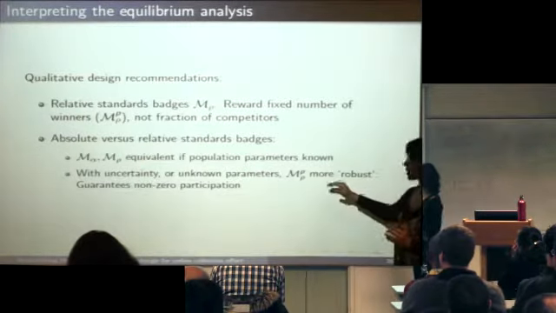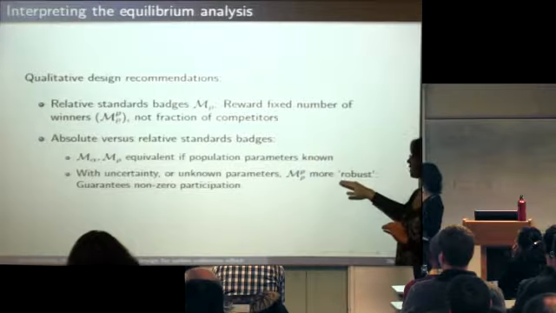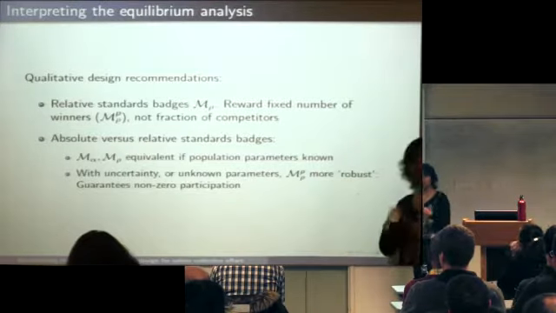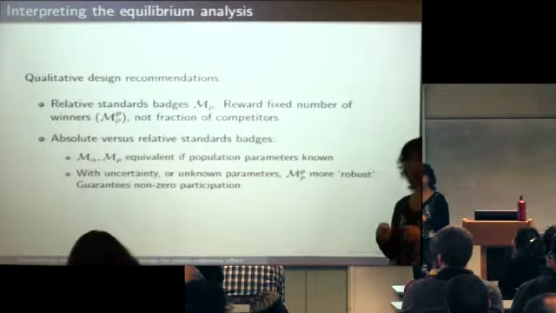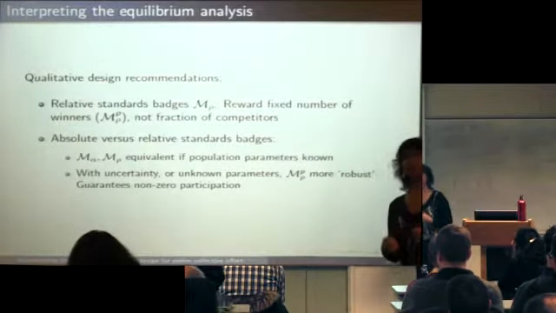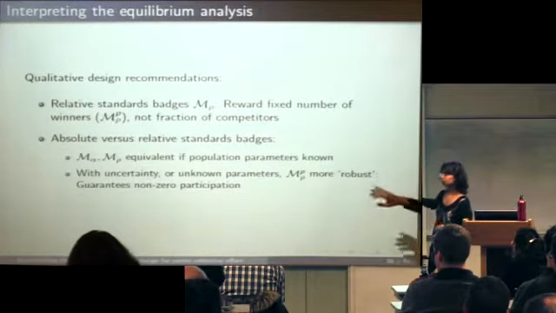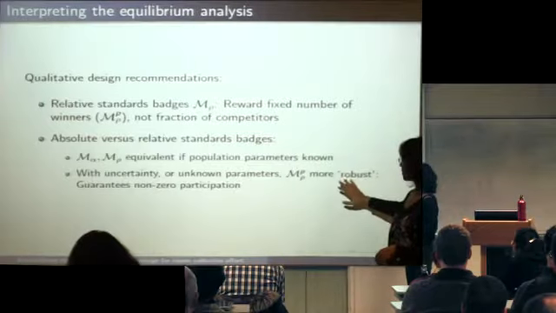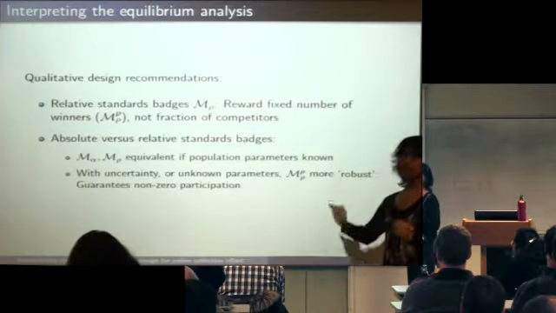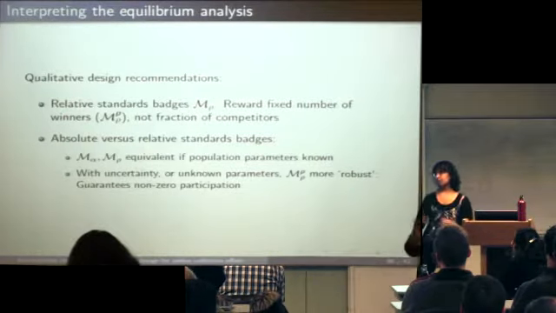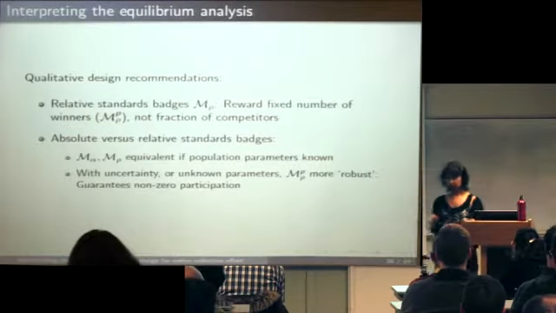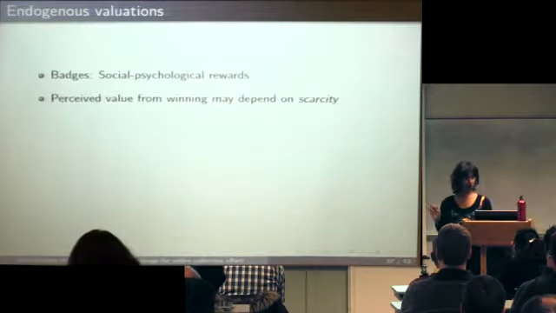And when these two mechanisms are not equivalent, it turns out that the mechanism which rewards relative contribution rather than absolute contribution is certain to always elicit participation, whereas in the absolute standards mechanism you may be asking for too much and no one may do anything at all. Okay? So if you don't know your population, roughly speaking, the mechanism which rewards for relative participation is more robust. And that's the mechanism you might want to use.